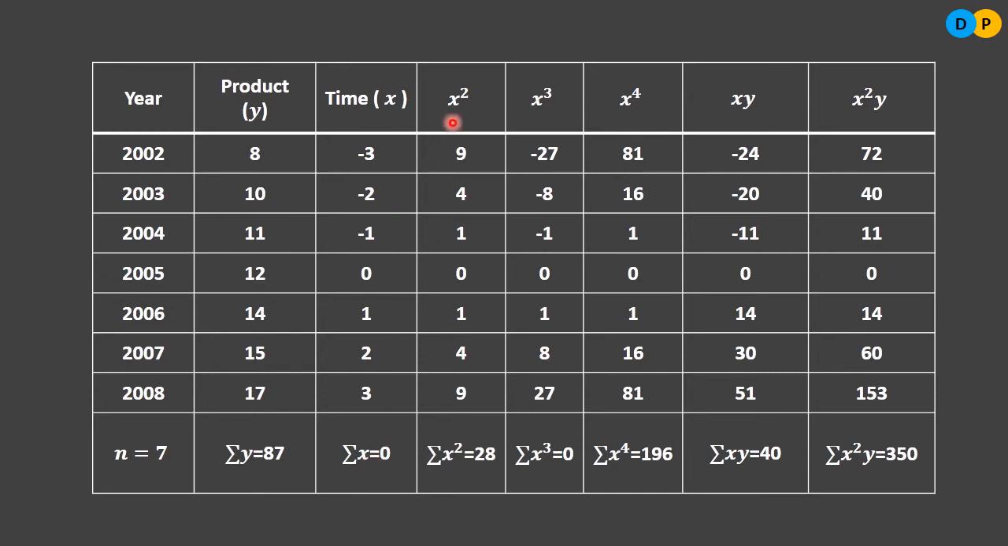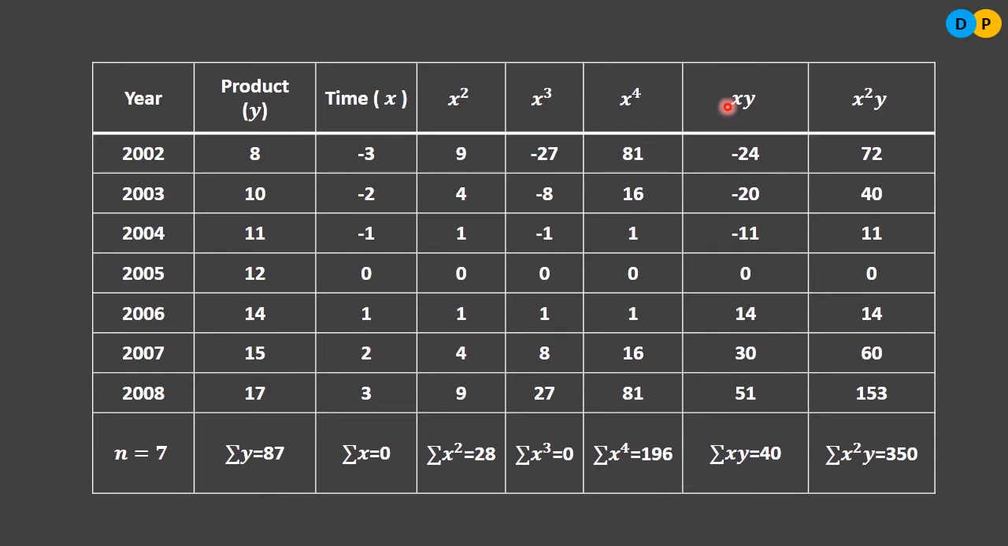Next we need one more column, x square. You will be squaring these x values. -3 square is 9, -2 square is 4. Similarly you will find the summation x square value, that is 28. Later you need x to the power 3. -3 to the power 3 is -27, and -2 to the power 3 is -8. Again you will find the summation x to the power 3 value. Later you need one more column, x to the power 4. After computing all the values you will find the summation x to the power 4 value, and it is 196 for this particular problem.